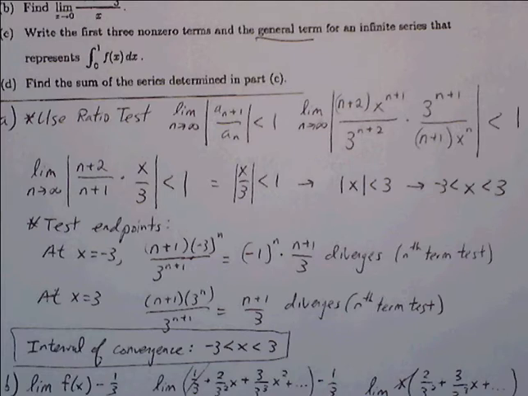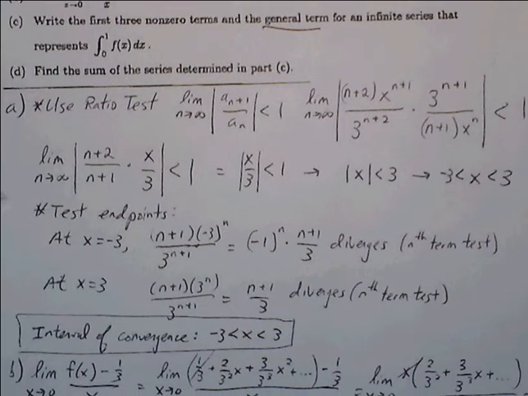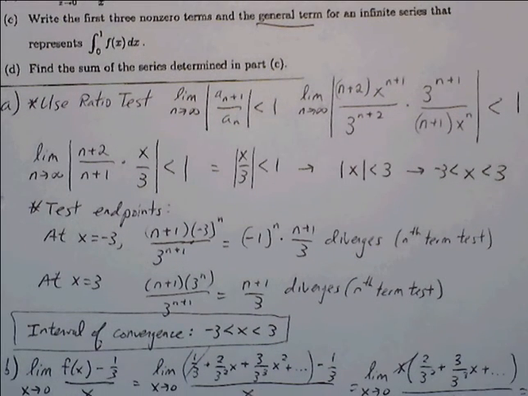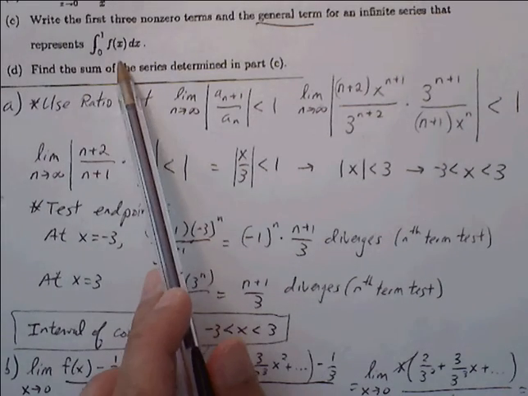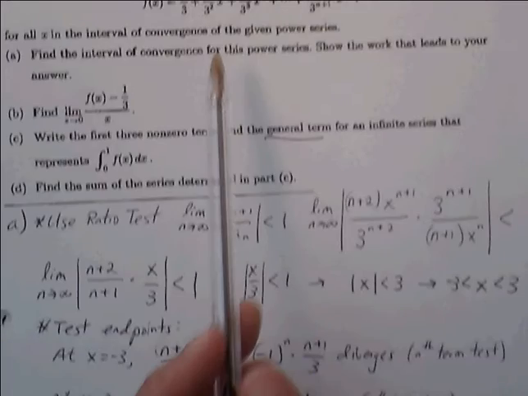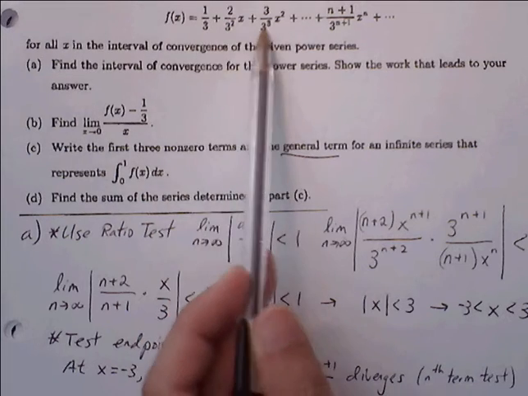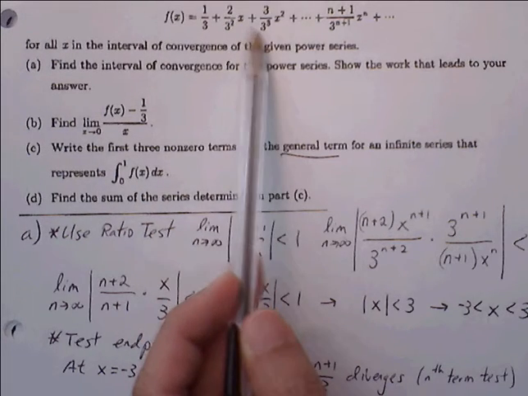Okay. Part C, write the first 3 non-zero terms and the general term for the infinite series that represents the integral from 0 to 1 of f of x. So we're trying to find the definite integral of f of x from 0 to 1. So f of x we have given to us here. We just need to find the definite integral from 0 to 1. So we can go through power rule and then plug in our upper and lower bounds.